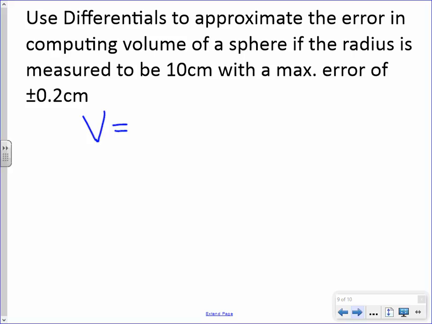Who remembers how to find the volume of a sphere? 4/3 pi r cubed. Okay, so instead of x and y, we have r and v. So instead of delta x, we're going to talk about delta r. What is delta r? 0.2. Oh, okay, thank you. Positive or negative 0.2.